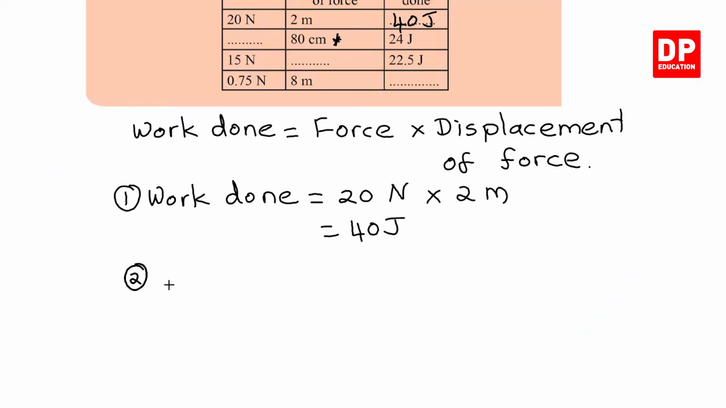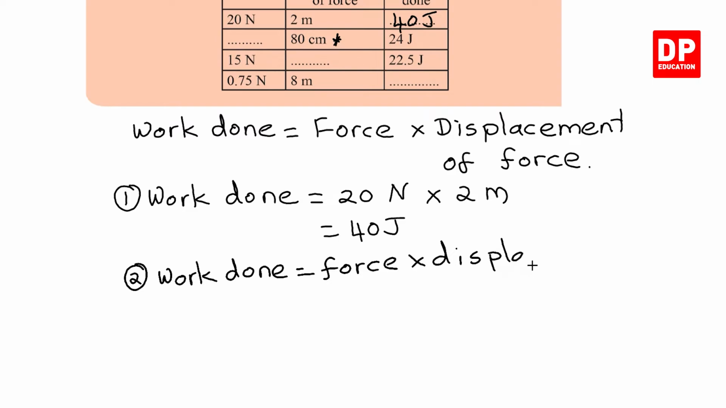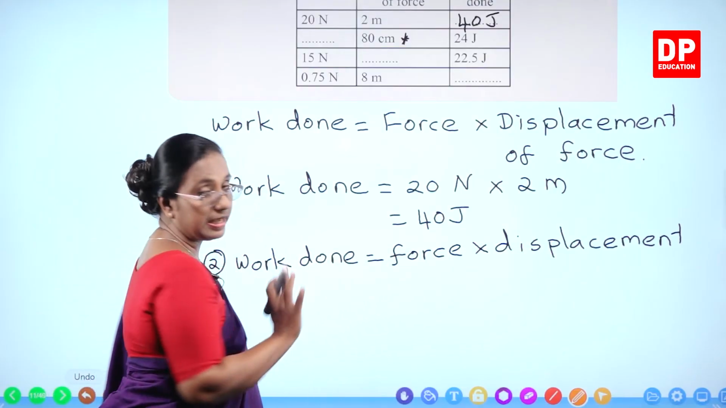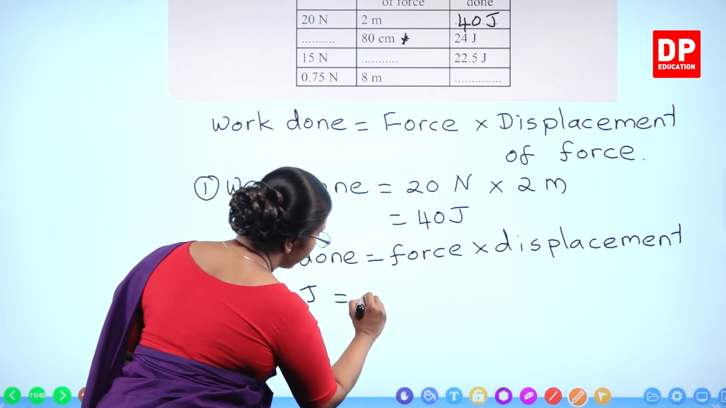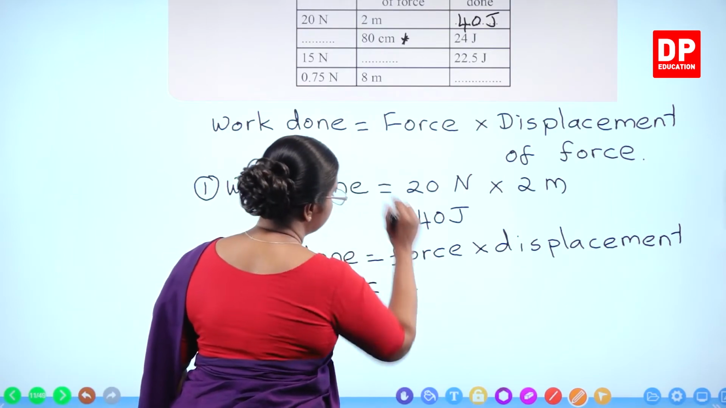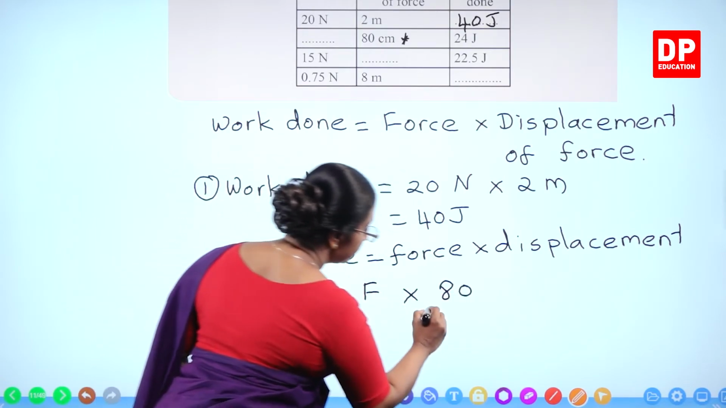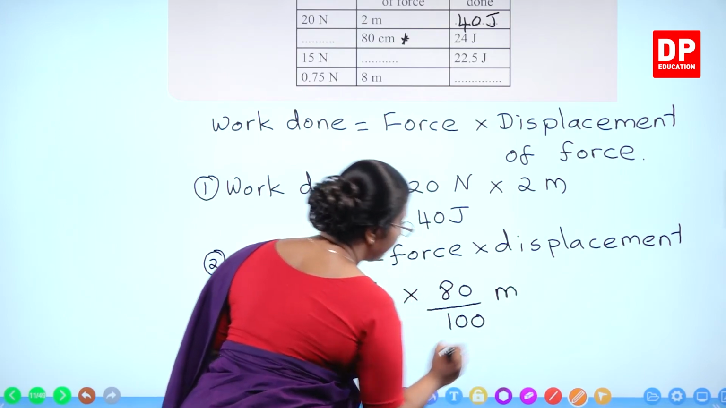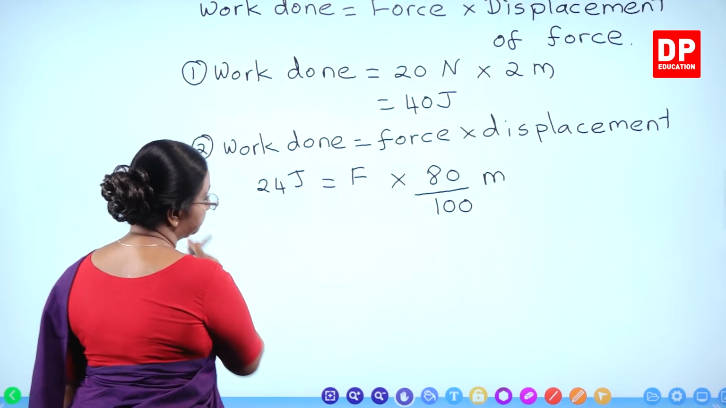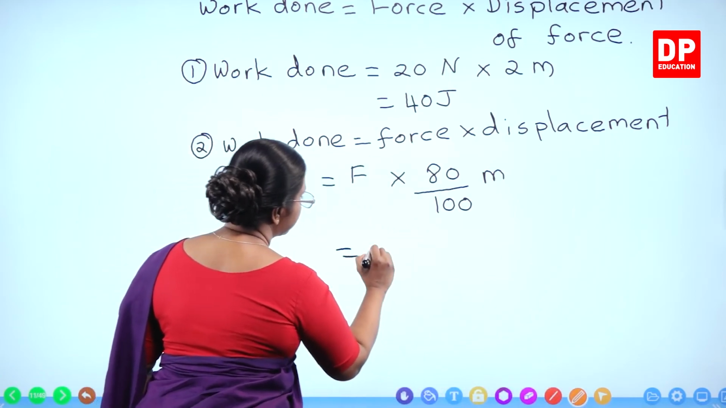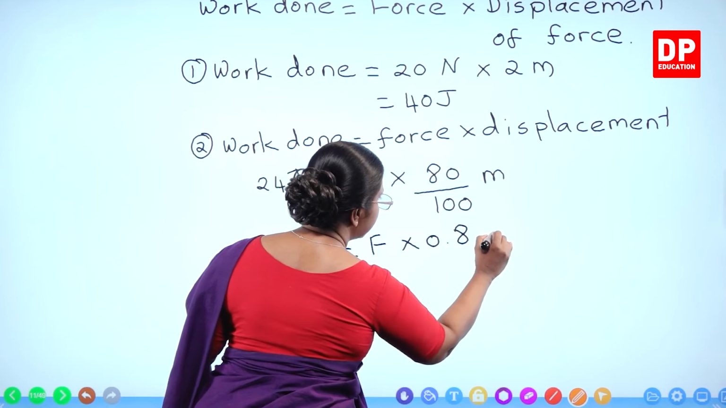So from this equation, work done equals force into displacement. We need to calculate force. So this is the equation. We know the work done, 24 joules. We don't know the force. I will write it as F. And displacement, although it is 80 centimeters, we need to divide it by 100 so that we get the unit as meters. 100 centimeters is 1 meter. So there, you will get the equation as F into 0.8 meters.